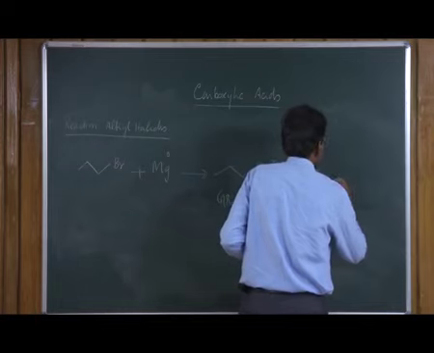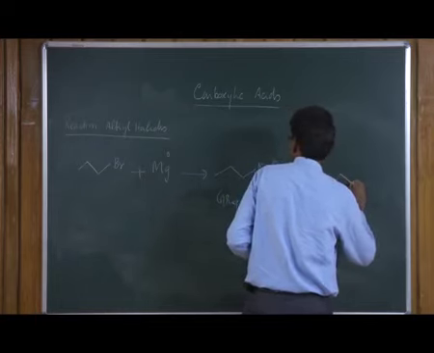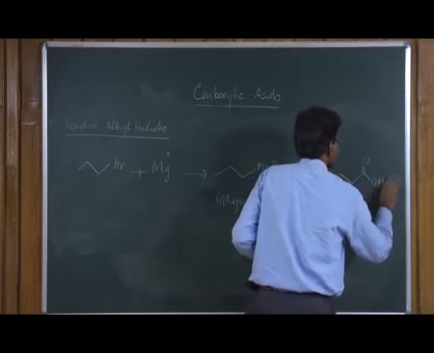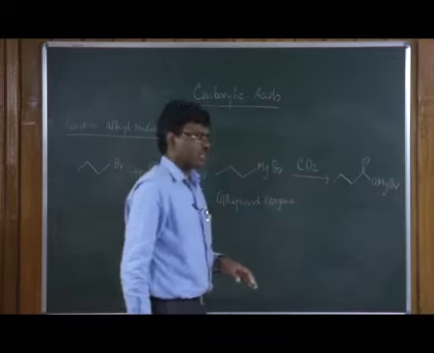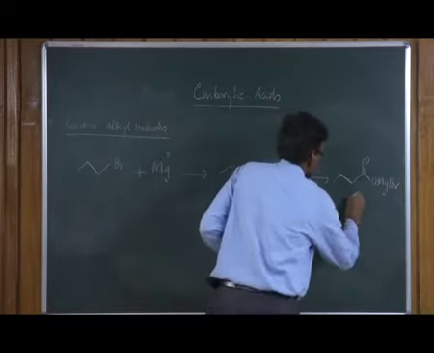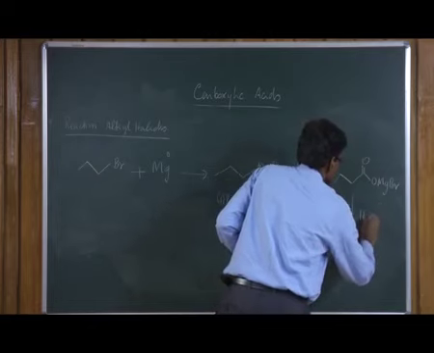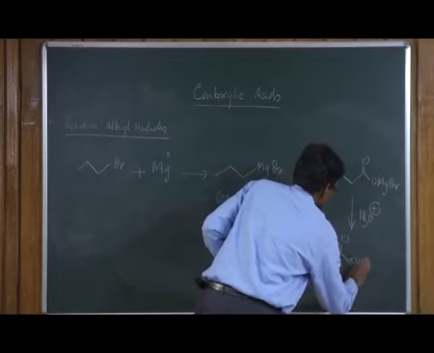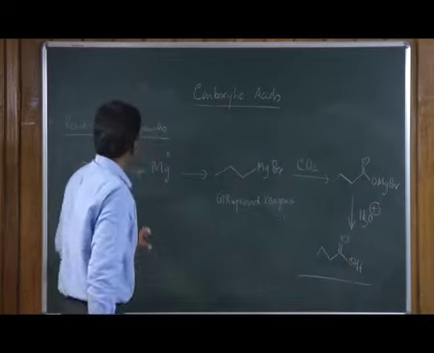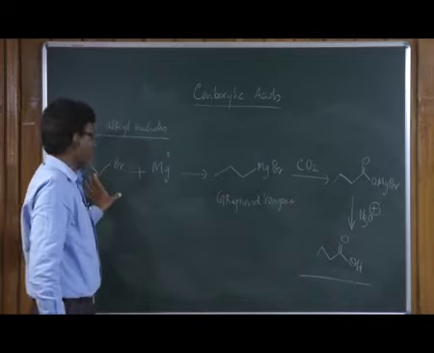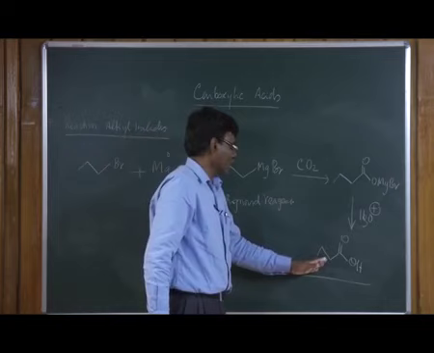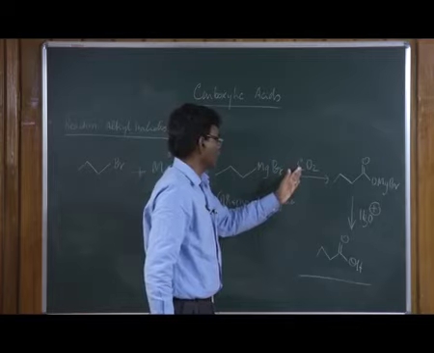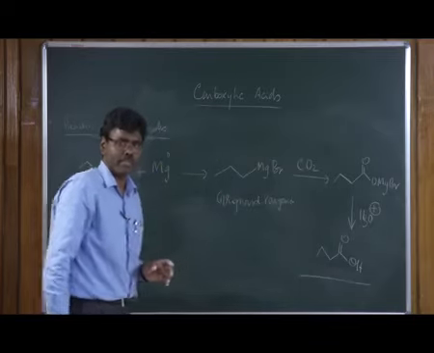Then the addition takes place to give this intermediate. Once you form this one, this can be converted into carboxylic acid. If you look at it, we have started with alkyl halide having 3 carbon atoms. We can end up with carboxylic acid having 4 carbon atoms. We add one more carbon from the carbon dioxide. This is also a very useful reaction.